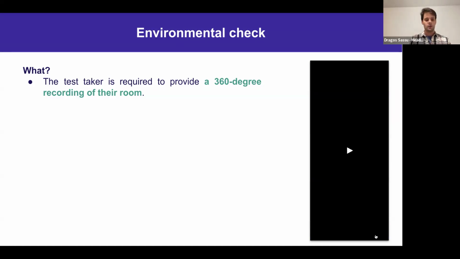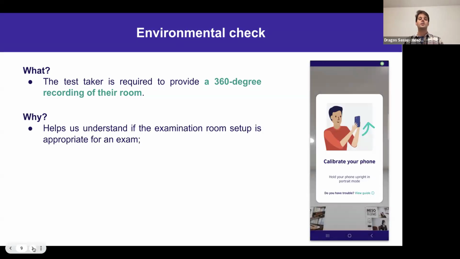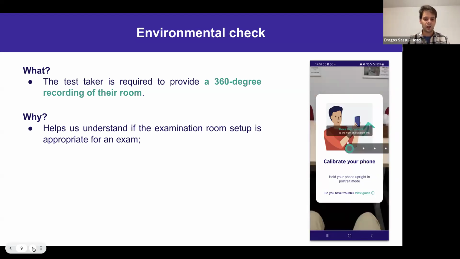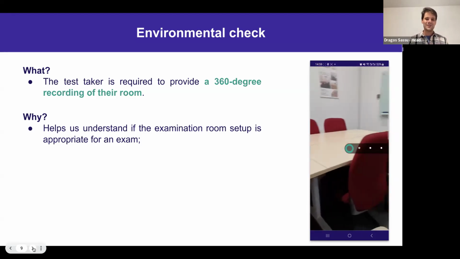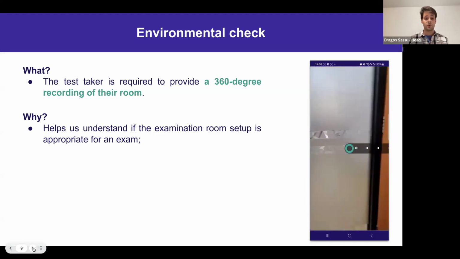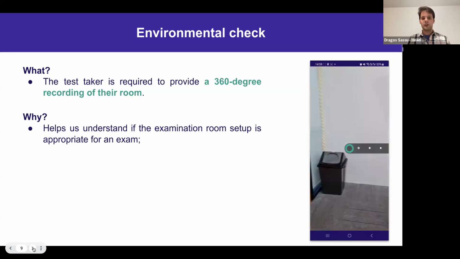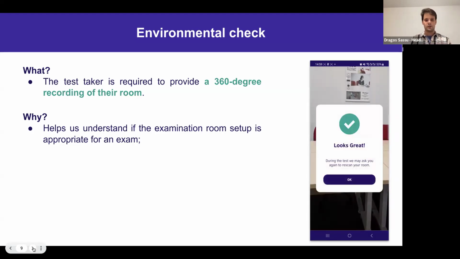What we are aiming for with this functionality is to help us understand if the examination room setup is appropriate for an exam. And we need to be relaxed. We don't always expect a classroom with white walls, one bench in the middle, and nothing else around the test takers. It can be a dorm room. It can be the living room. It can be a corner of the library where there's no one else at the specific point where the test has been taken.